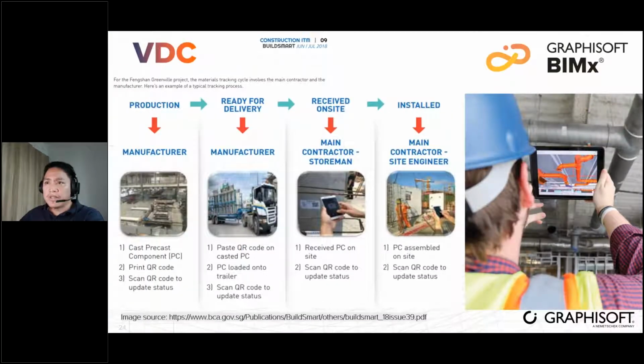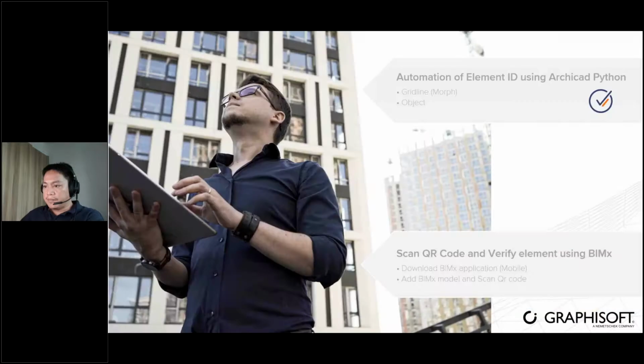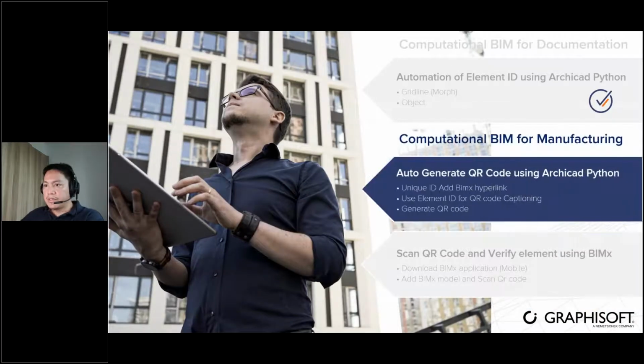Stakeholders can easily access information on the fly. For example, you can get components, dimensions, positions, and IDs by simply scanning the QR code. With the help of the BIMx application, we can easily track project information in real time. This helps better communication and collaboration among all stakeholders. So let's move on to the technical part. The main idea of this automation is to auto-generate QR codes using Archicad Python.